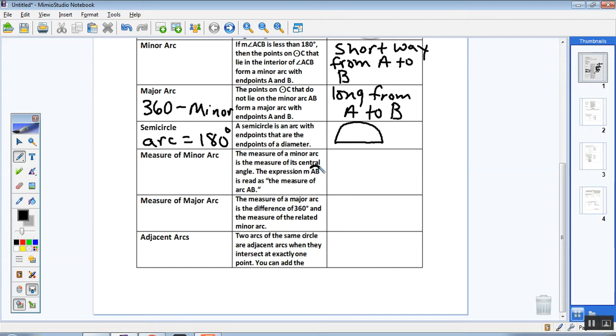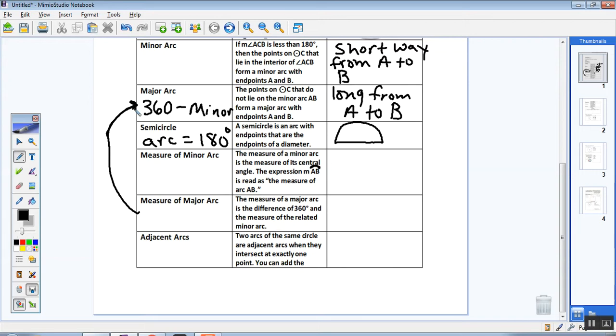The major arc, I'm not really going to worry about this too much because we kind of talked about this. We don't really need any visuals for this. The measure of the major arc is the difference of what? 360 and the... isn't that what we said right up here, kids? So maybe I just draw an arrow from here to say, read that. Okay. How about adjacent arcs?